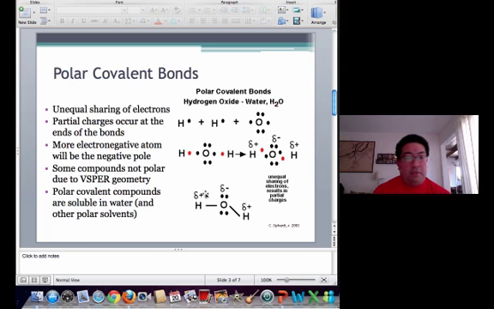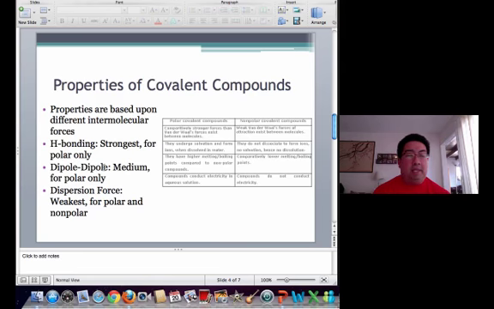Properties of covalent compounds. These intermolecular forces are very important for covalent compounds. For ionic compounds, there's only one force that holds them together, their ionic force. But for covalent compounds, we have to look at them a little bit more closely to figure out how they're interacting with each other, because this influences some of their physical properties like boiling points and melting points and what state of matter they exist in.